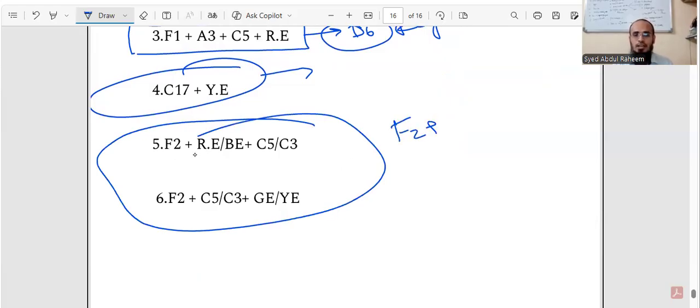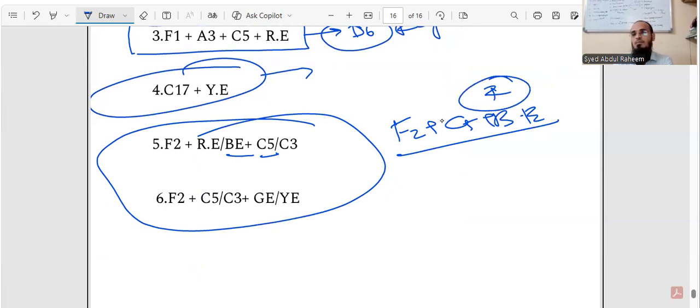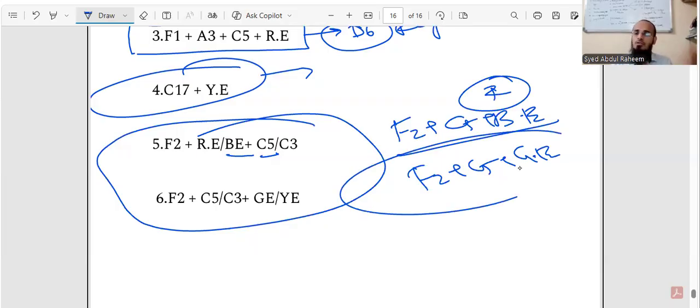F2, initially start with BE, C5, C5B. This is for right side, right elbow pain. Left side: F2, C5, G, for left side pain. Because left side is positive, right side is negative. BE, RE also. One time you will apply BE, and next time RE; replace them alternately to get the proper result.